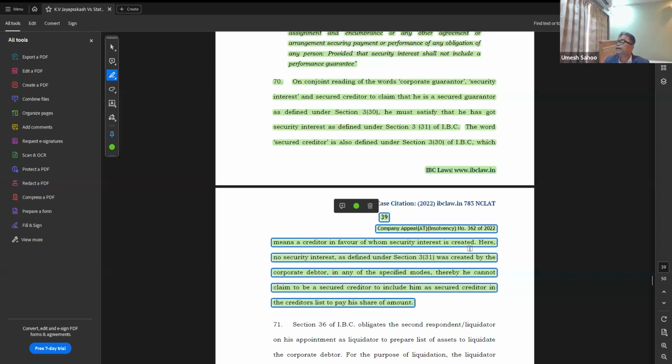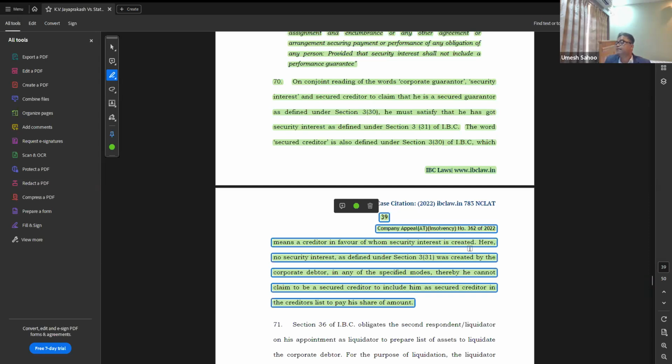Sir, the definition clearly tells that a creditor in favor of whom security interest is created. Here, no security interest as defined under Section 3(31) was created by a corporate debtor. This point is a very important point. In any of the specified modes, thereby he cannot claim to be a secured creditor to include him as a secured creditor in the creditor list to pay his share amount.